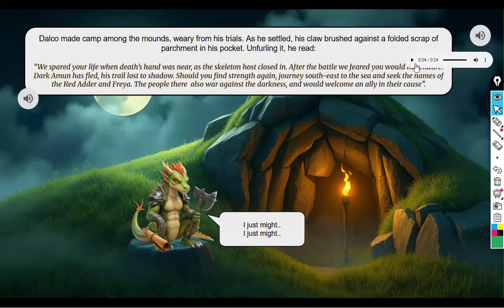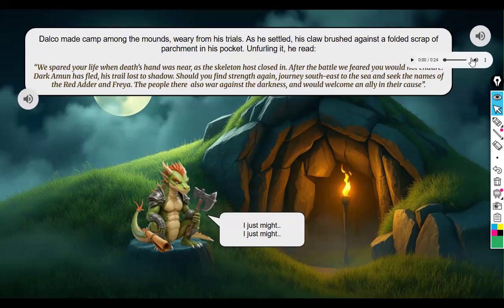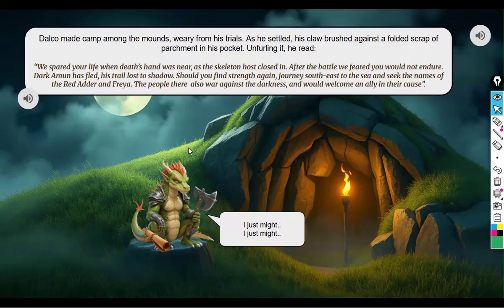It seems that by a stroke of luck, right? Red Adder and Freya passed by. It saved him just in time and left him. So Dalco, I hope he makes the right choice and still needs to meet Red Adder and Freya.